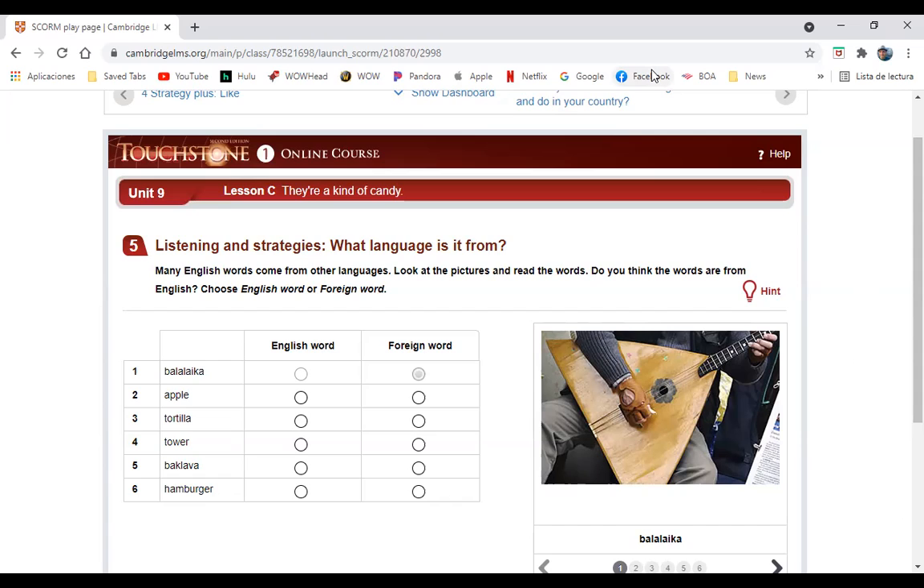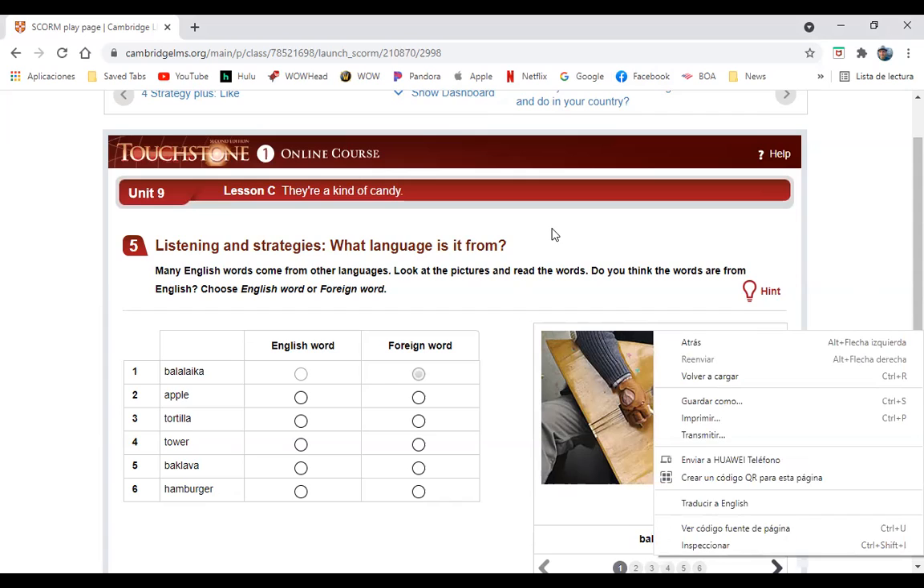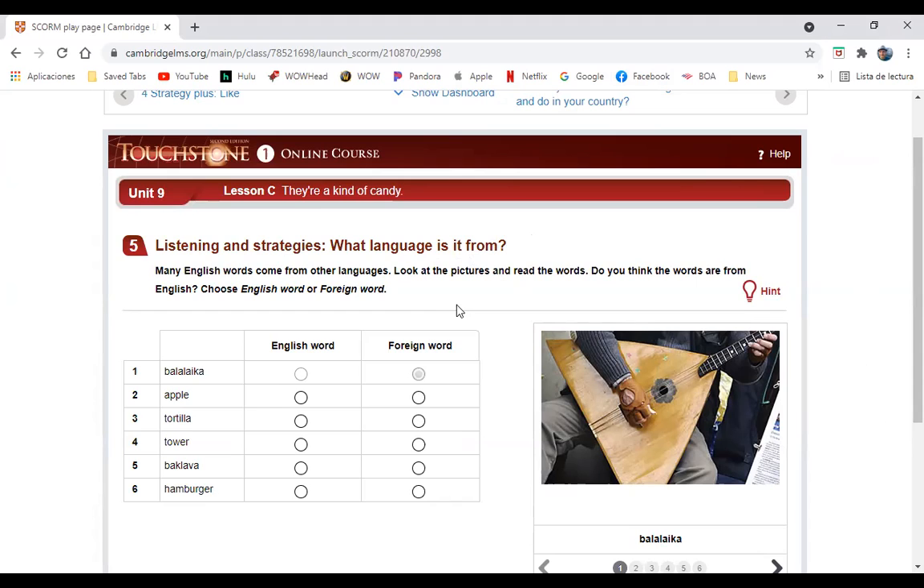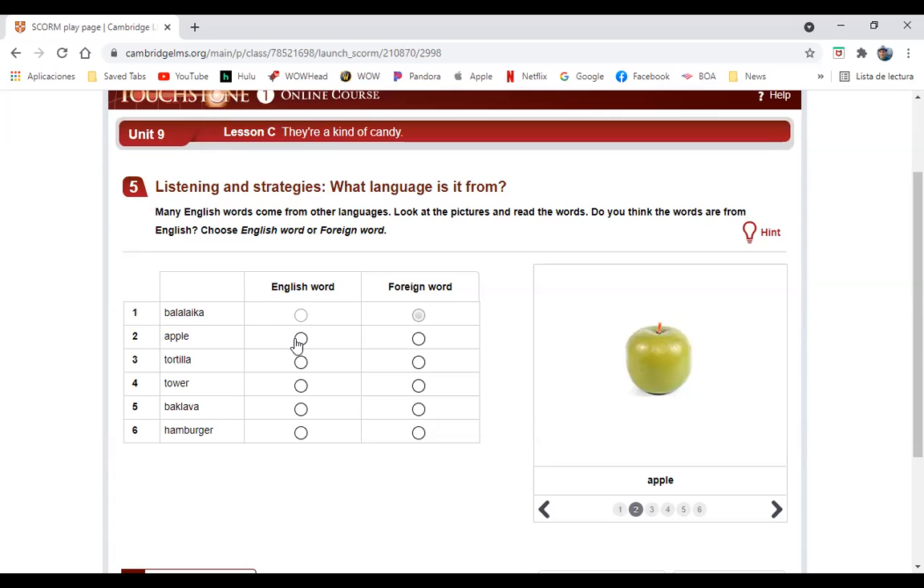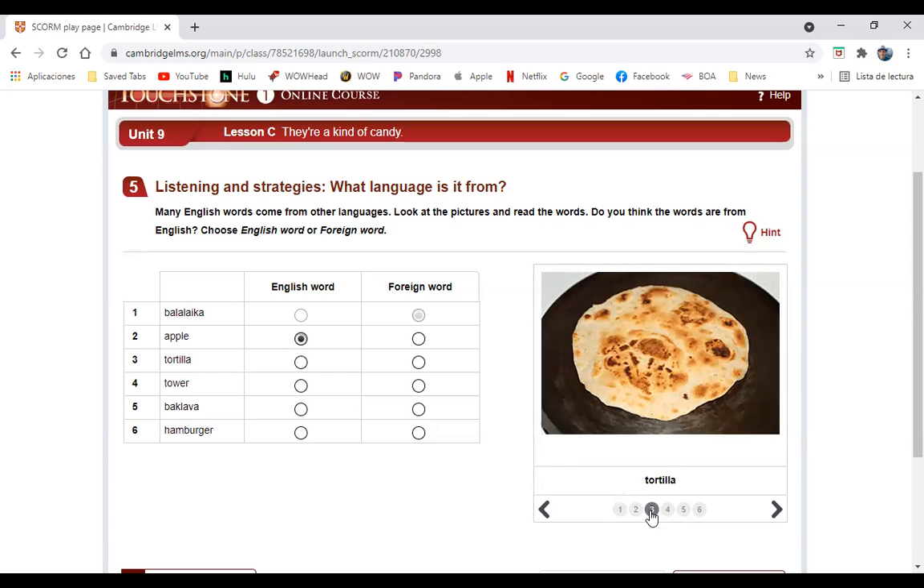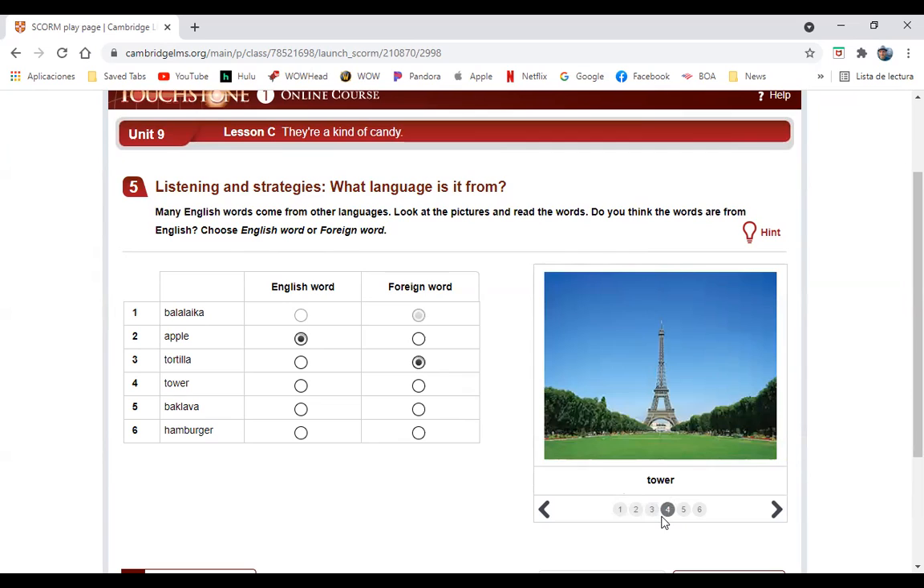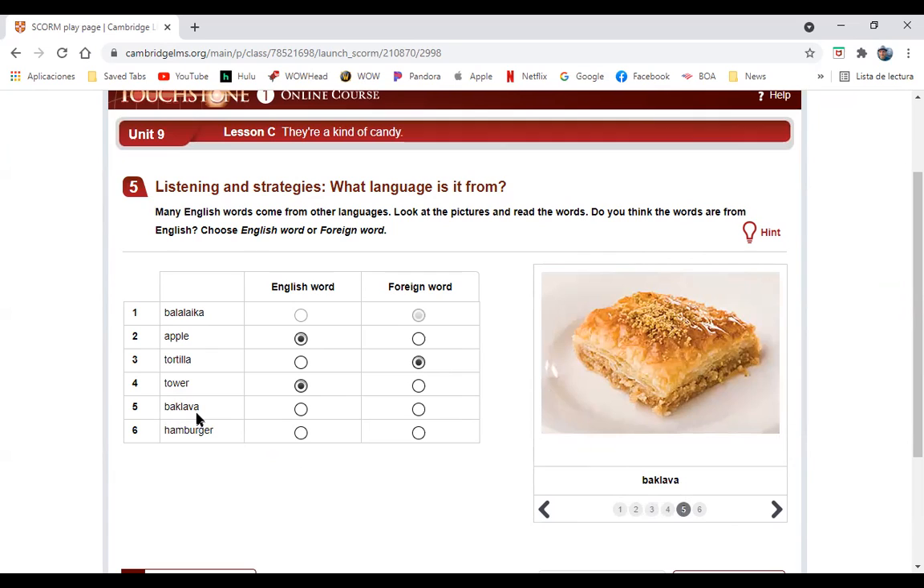Sounds fun. Well, in this exercise, it's easy to tell if it's English or a different language. We have the pictures, something visual, and you have the names. You have the option of English word and foreign word. For example, balalaika, it's a foreign word. You can tell, right? Apple, English word. Tortilla, foreign word. Yeah, tortilla, Mexican. English word. How do you pronounce this? Tower. Yes. Baklava, foreign word.